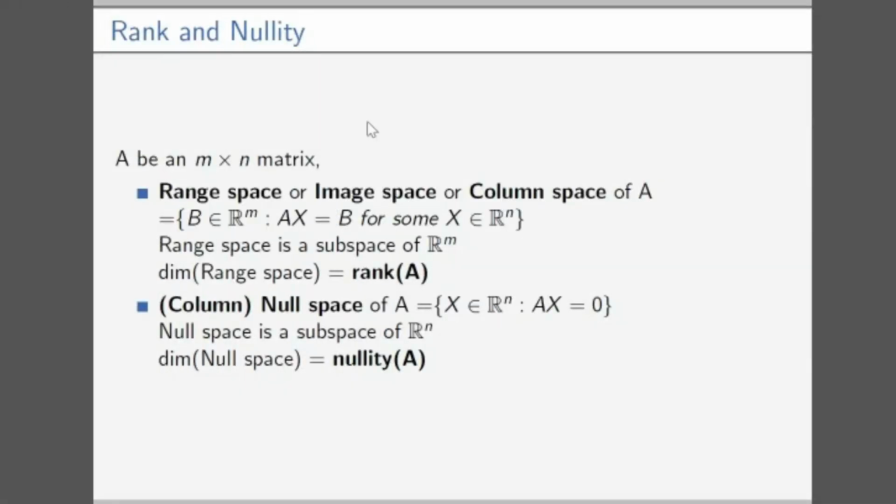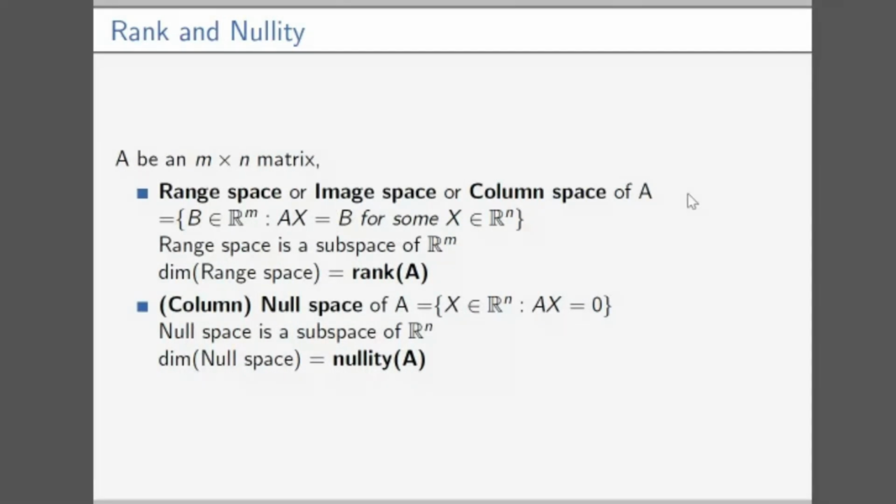For a matrix of order m by n, we have mainly four spaces associated with it. First, we'll discuss the two most important spaces. The first is the range space, or image space, or column space, which are all the same thing. The second one is the null space of A. The range space of A is defined to be the set of all b in R^m such that Ax equals b for some x in R^n.